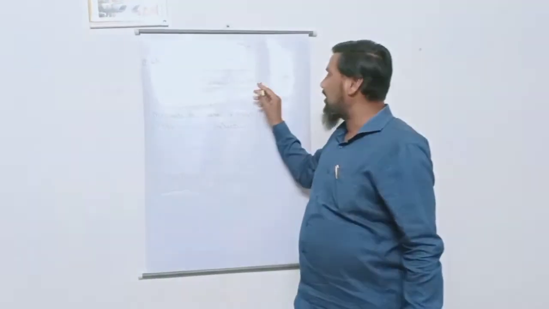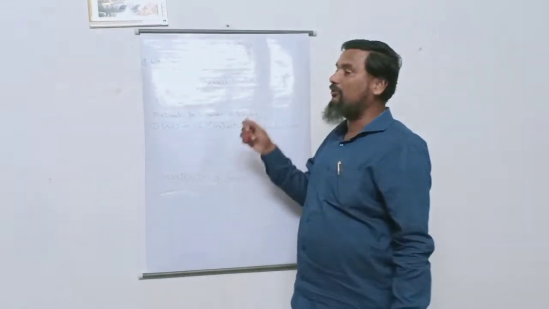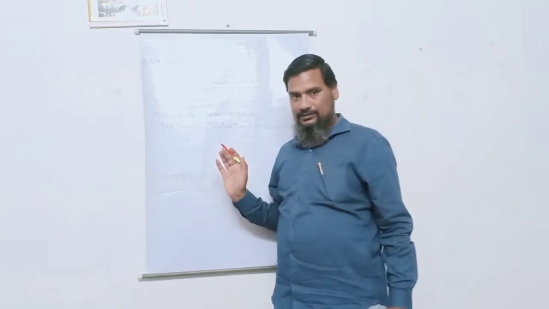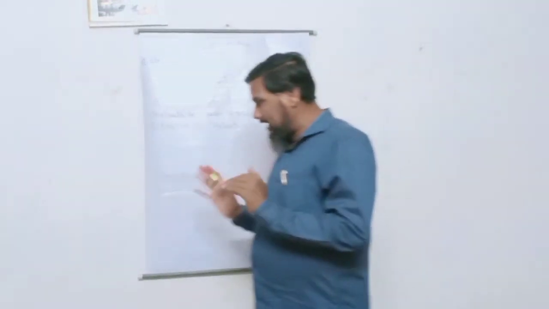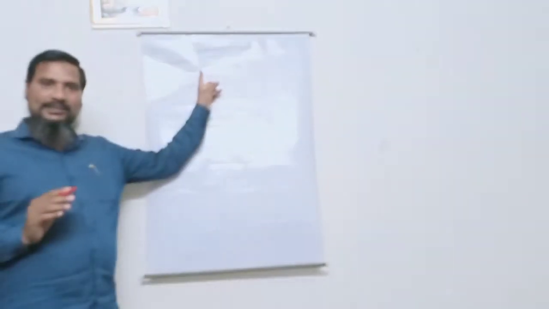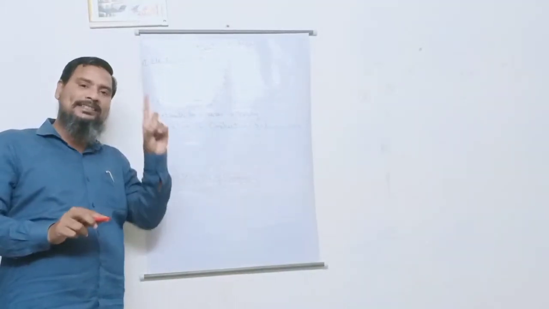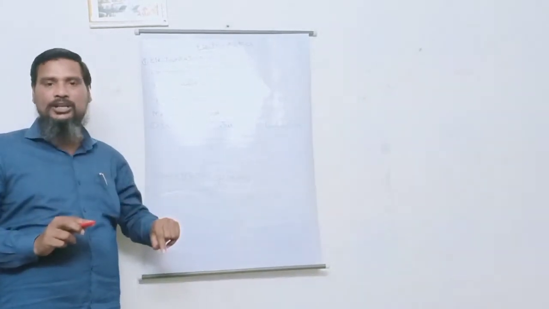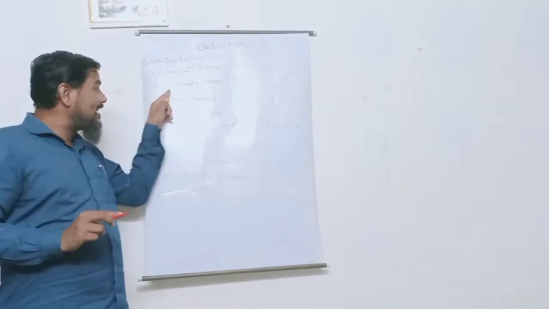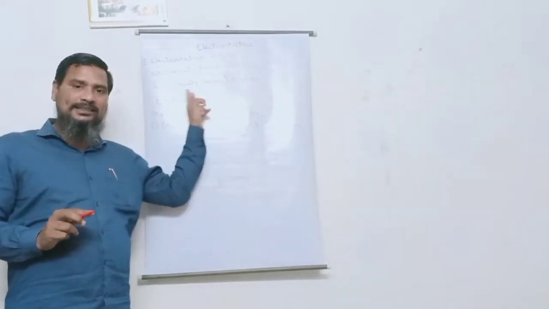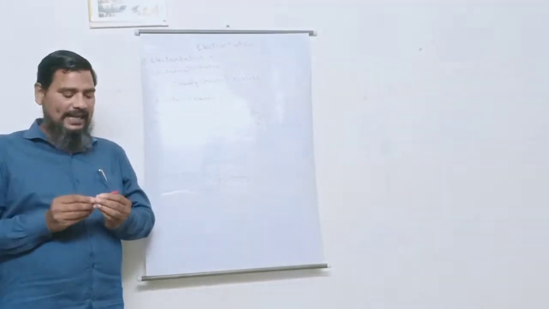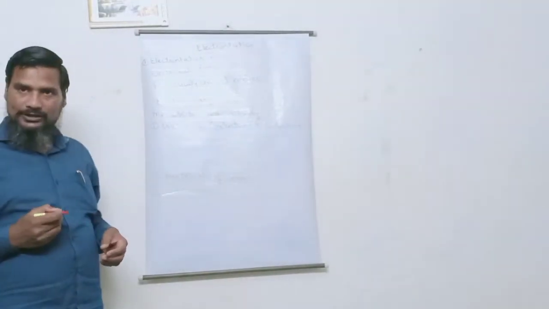Electrically charged bodies are the bodies which exert electrostatic force on other bodies. Again I am repeating, electrostatic force is the force exerted by electrically charged bodies on other bodies, and electrically charged bodies are the bodies that exert electrostatic force on other bodies.